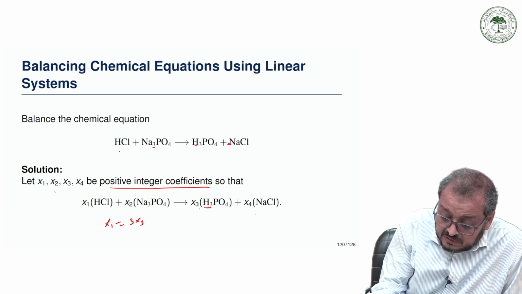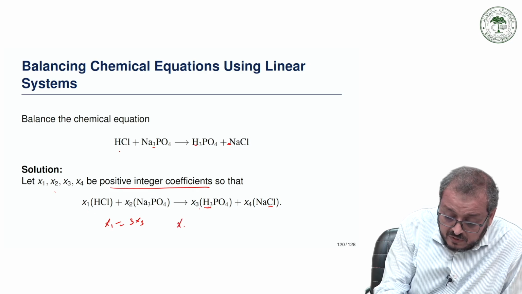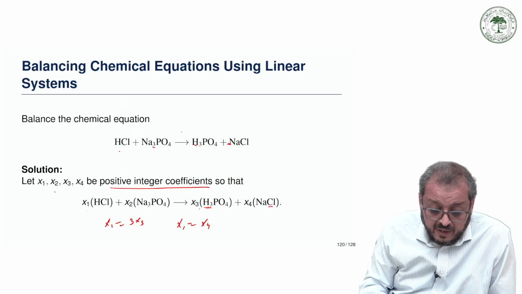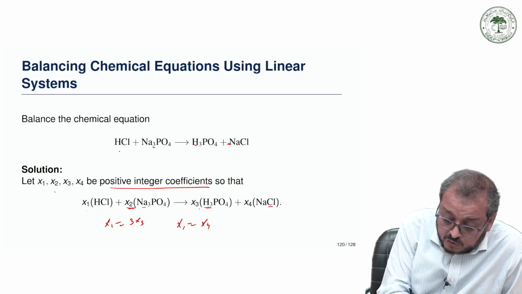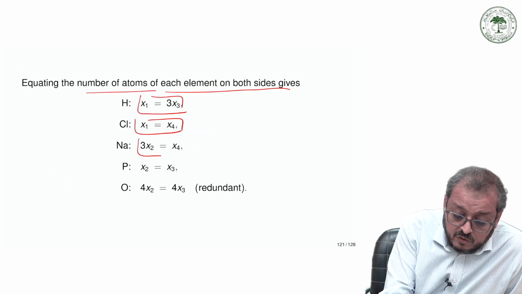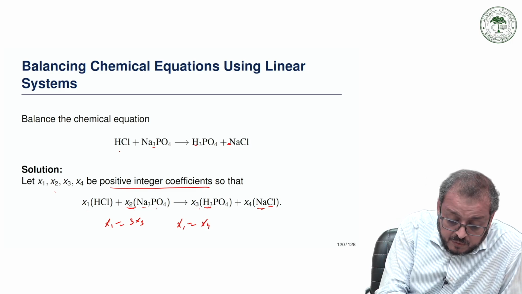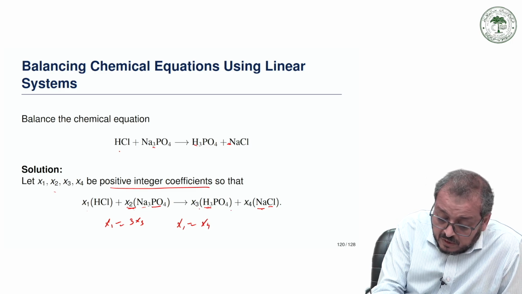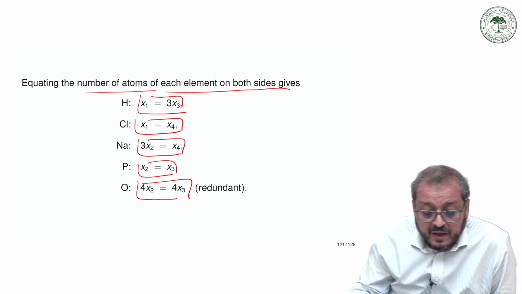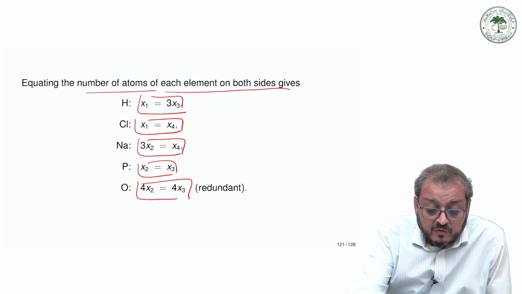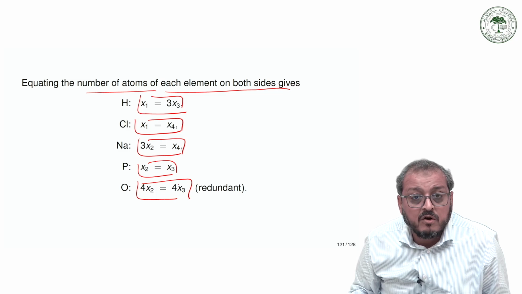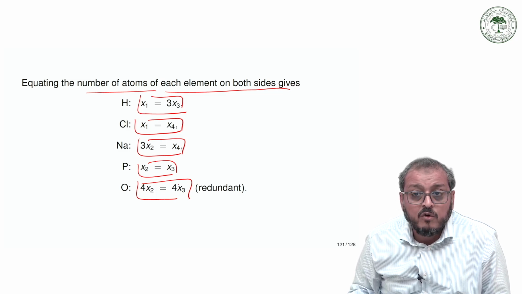And now Cl is here, we have x4, so x1 is equal to x4. Na is equal to 3 times x2, and Na is equal to 4x4, so we write in this form: Na is 3x2 is equal to x4. Here we have PO4 at 4x2 and PO is x3, so we state that P is x2, x3 and 4x4, x3, and this is not different. So we write equating the number of atoms of each element on both sides, giving this form.